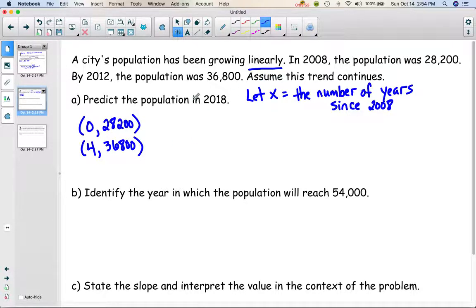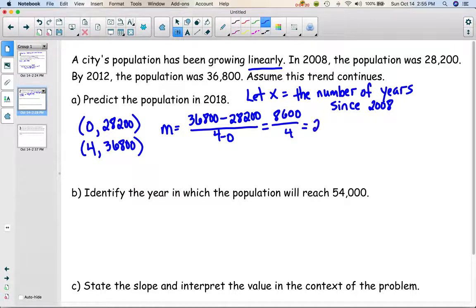So it's linear. And I have 2 points, so I need to find the slope of the line. So we're going to take 36,800 minus 28,200 over 4 minus 0. And we get, let's see, sorry, should have had that written down. We get 8,600 over 4, so we have 2,150.